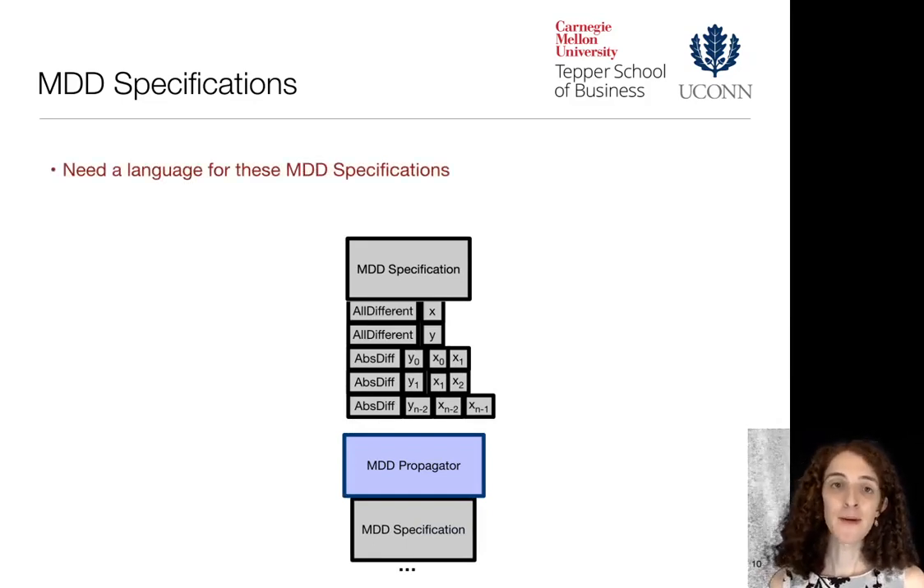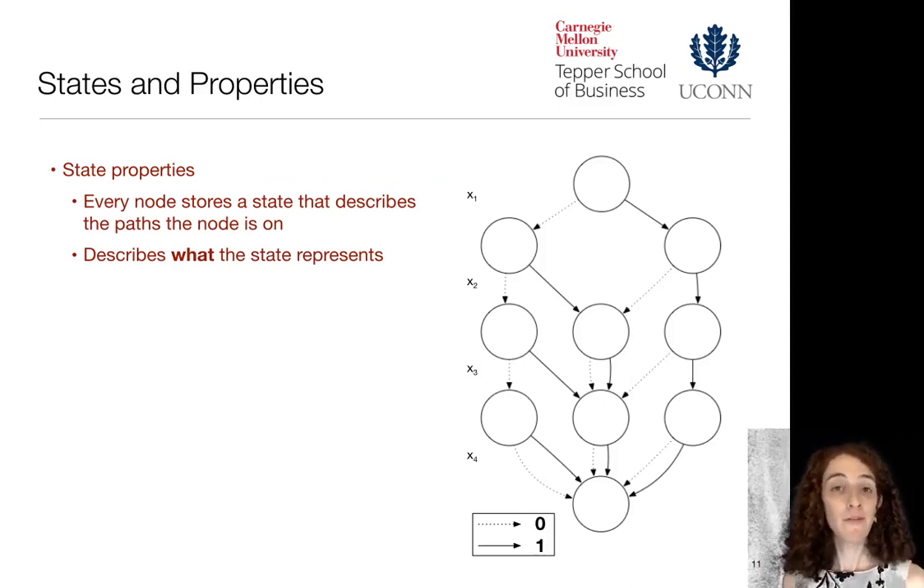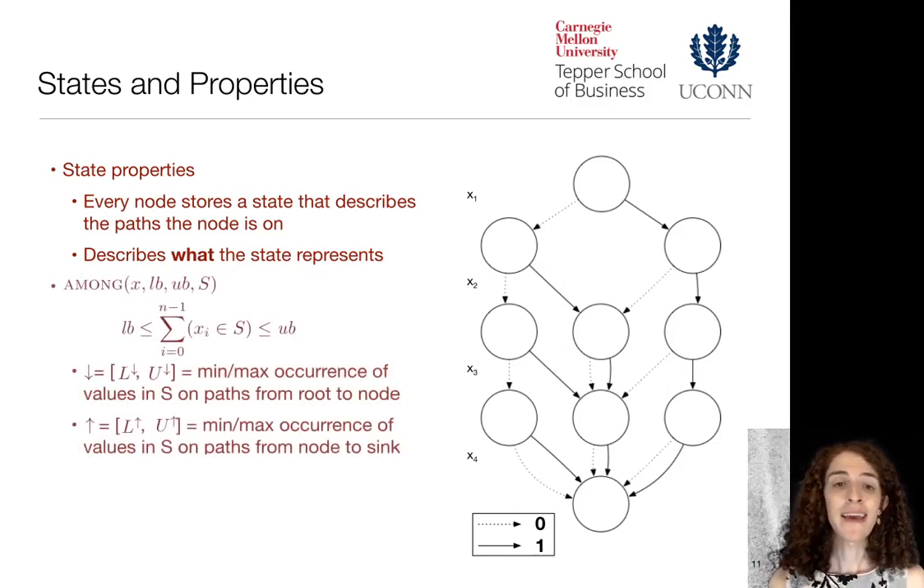The building block of this language is states and their properties. Every node in the MDD will have a state, and each state is composed of different properties. These properties describe all paths on the MDD from source to sink that use this one node. So, we often break this down into prefixes and suffixes of the paths with respect to the node. In the example of an among constraint, we would have two properties, L down and U down, that represent the minimum and maximum number of values on paths in the MDD from the source to this node that are in S.